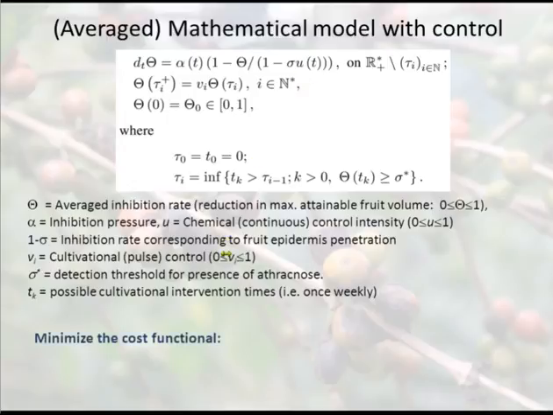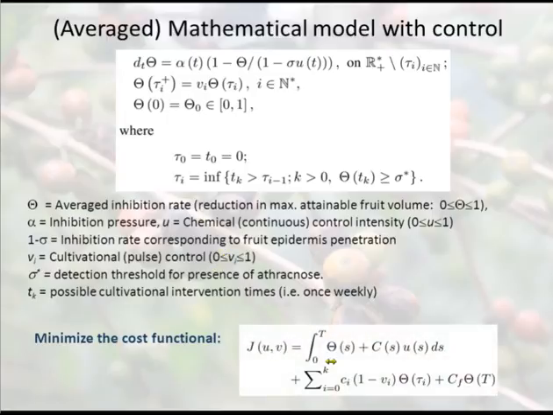Now the problem in this model is to minimize the cost functional. And this cost functional expresses the cost due to anthracnose damage over the lifetime of the crop. This is the cost due to chemical control, which can be environmental and economic. This is the cost of discrete control, cost of labor. And then this is the cost of a non-zero inhibition rate at harvest time, separating out the diseased berries. Okay, so that can incur an additional cost.